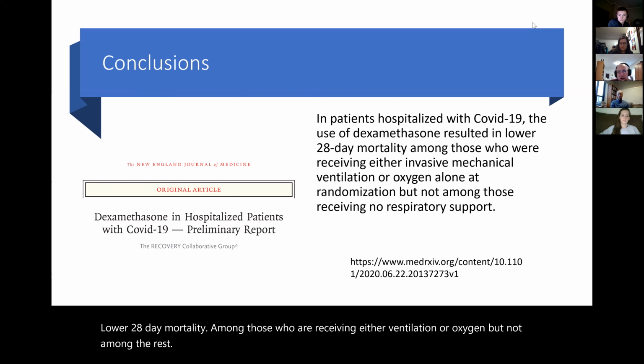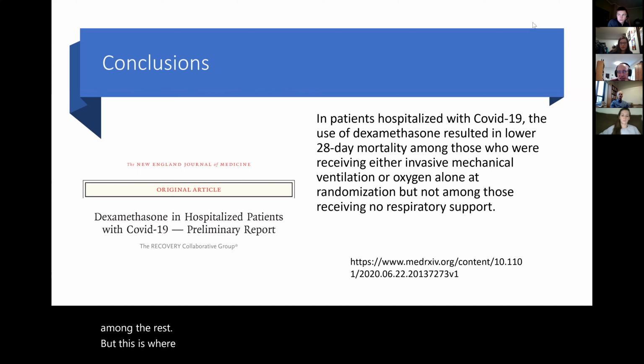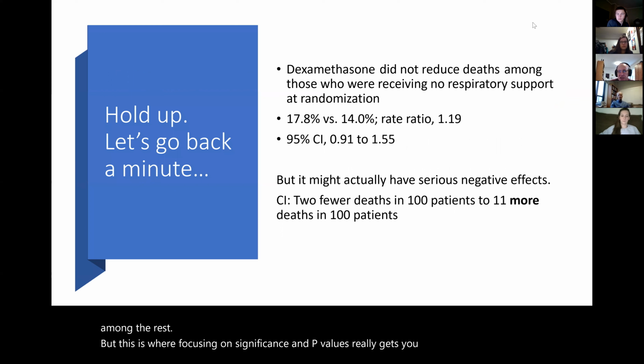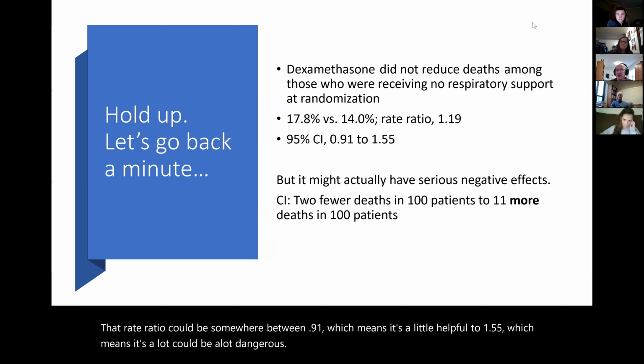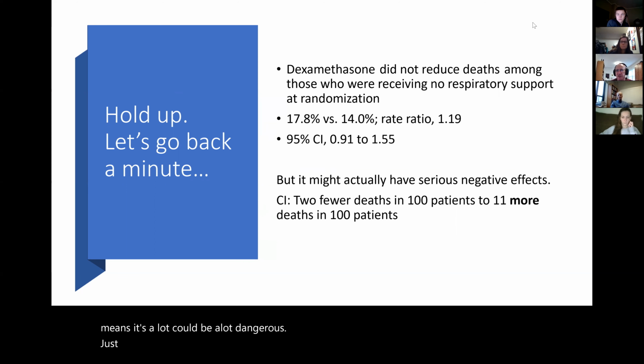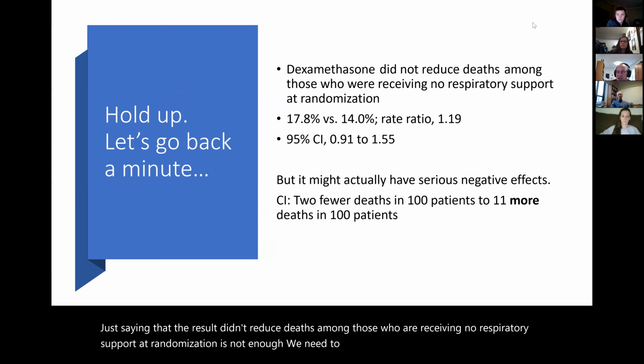But this is where focusing on significance and p-values really gets you into trouble, because that rate ratio could be somewhere between 0.91, which means it's a little helpful, to 1.55, which means it could be a lot dangerous. So just saying that the result didn't reduce deaths among those who were receiving no respiratory support at randomization is not enough. We need to acknowledge that this is something we shouldn't give those people.